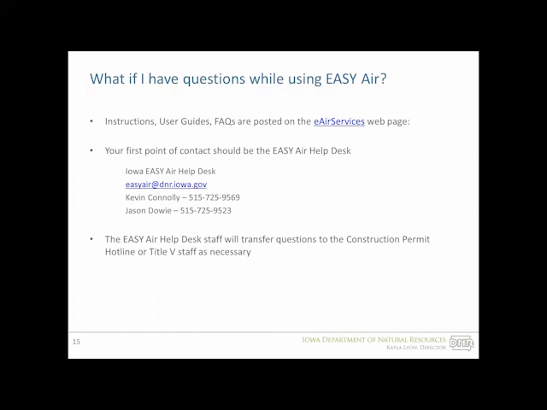Should the help desk not be able to answer your question, or if your question is specifically about what data to put in an application, they will transfer you to the construction permit hotline or to Title V staff as necessary. But please contact the help desk as your first point of contact.